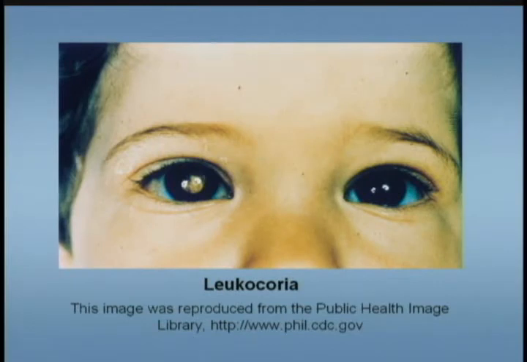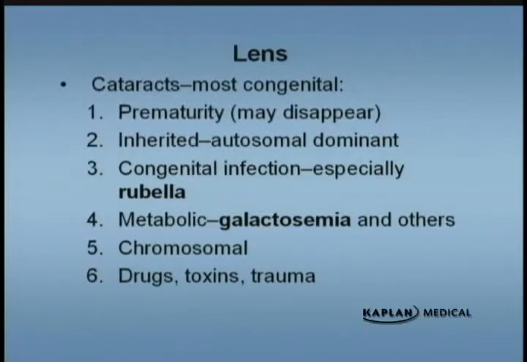Here is a child with a white reflex, and this is leukocoria right here, this area right here, and that is most likely going to be a retinoblastoma. Cataracts in the children, the majority of them are going to be congenital.